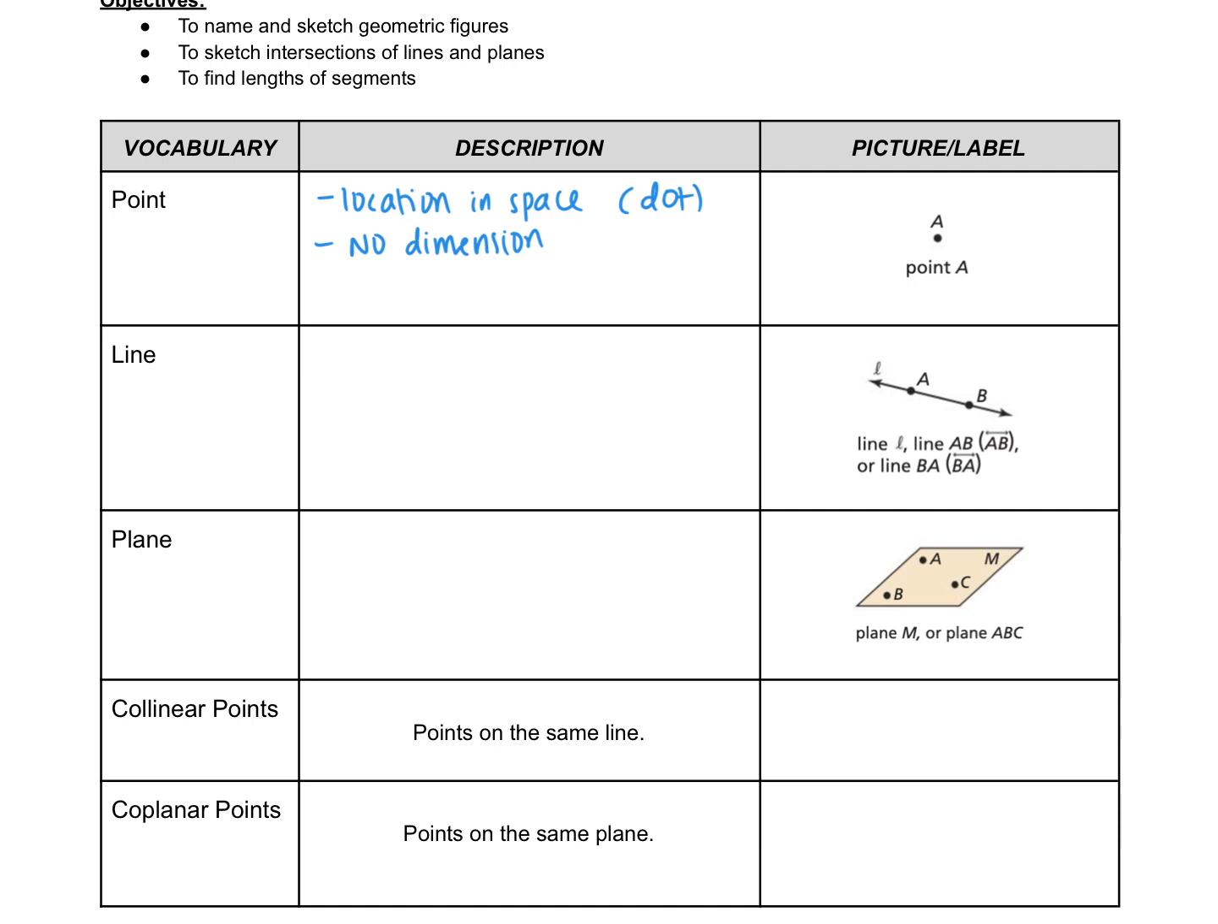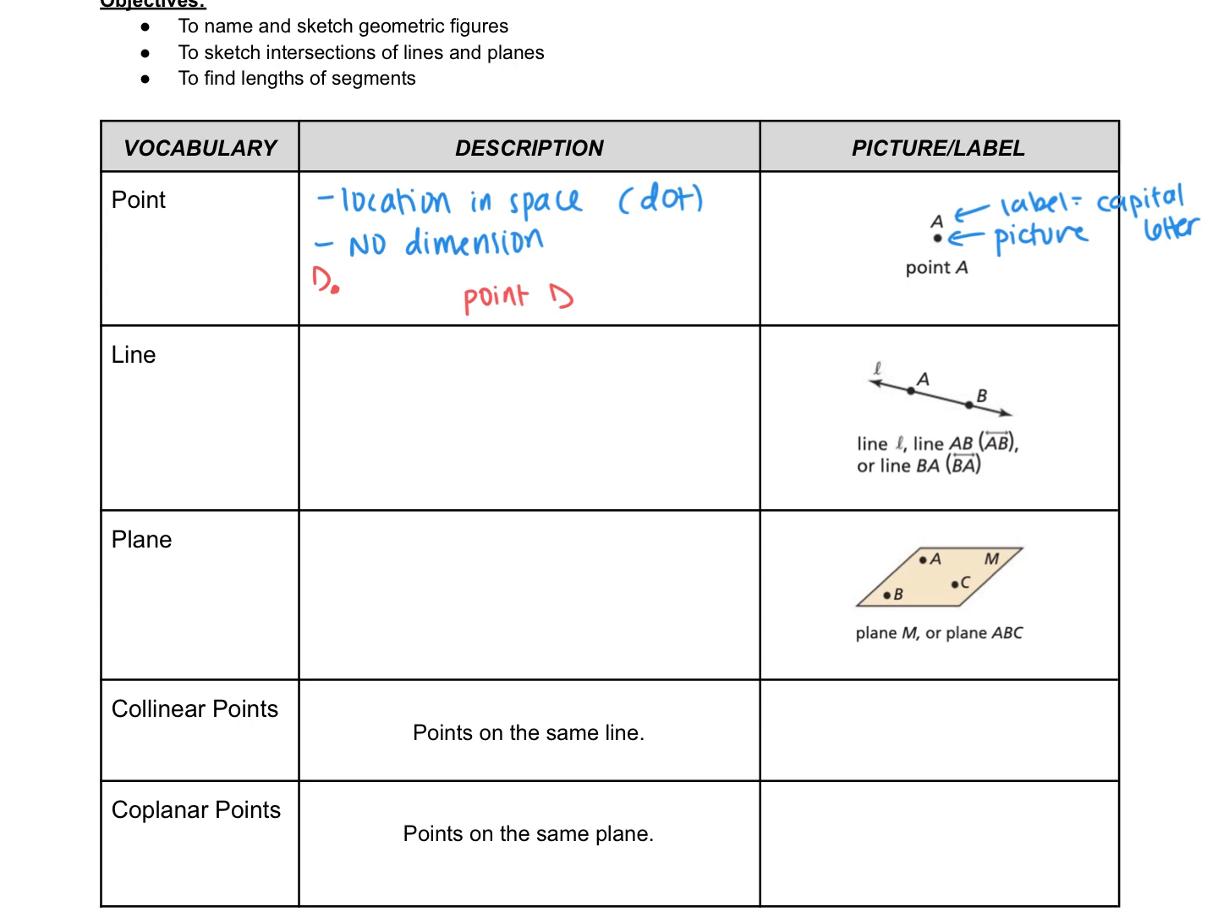Okay, so on the right, we see the picture and we see a label. So the picture is that dot. The label is a capital letter. So just to be clear, if I have a point here and I'm calling it point D, and I wanted to refer to that point, I would say point D.